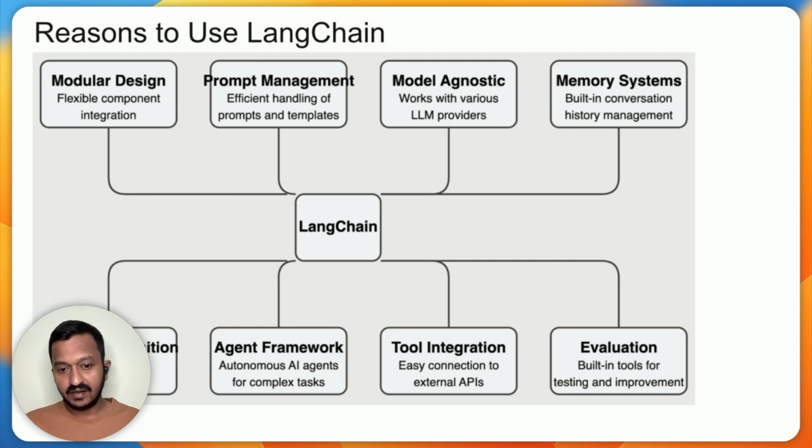And then the agentic framework, right? You can build autonomous AI agents. You can build robust AI applications using the agentic framework from LangChain. And then the tool integration. It has good integration with many tools, APIs, and then the evaluation part, right?